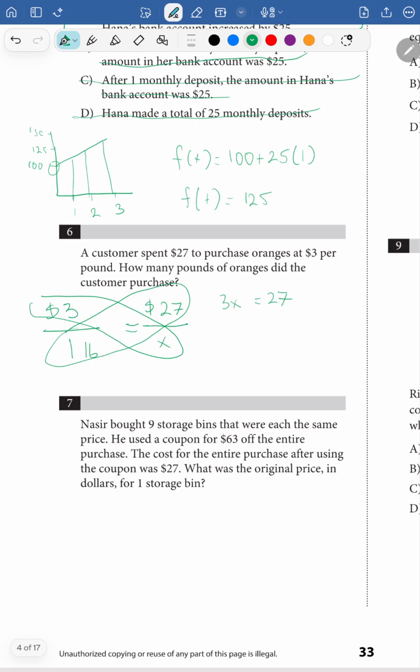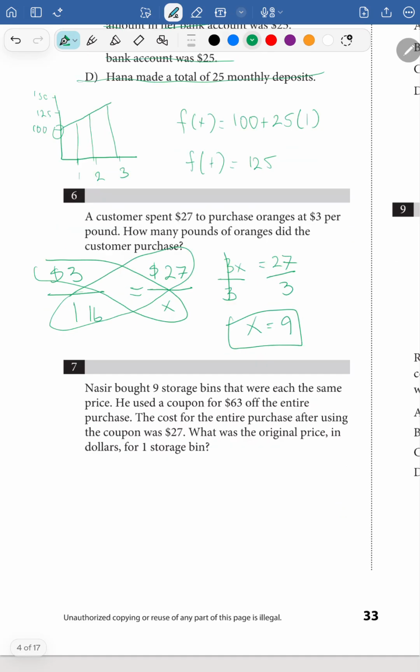And from here we have a one-step equation once again. Now we see that 3 and x are being multiplied, so we would do the reverse. Always think about these things from the perspective of x. It is being multiplied by 3. So we would divide by 3 to get rid of it. Same thing here, divide by 3, and you get x is equal to 9. So for question 6, the answer is x is equal to 9. Purchase 9 pounds.